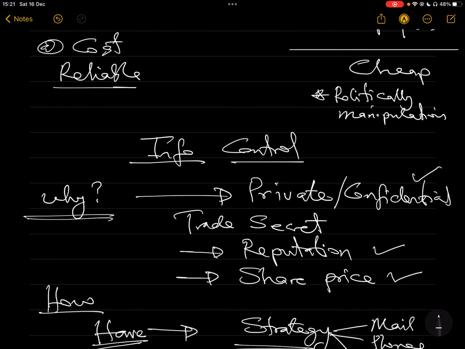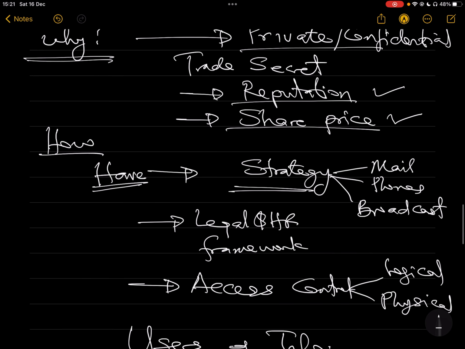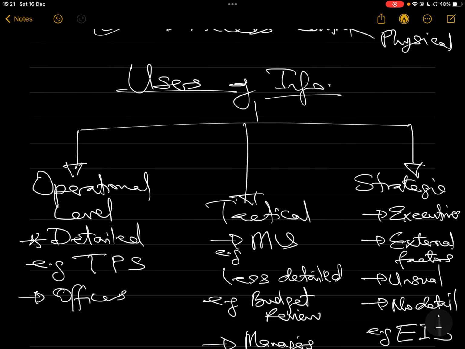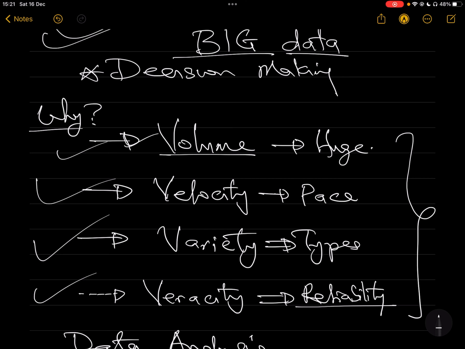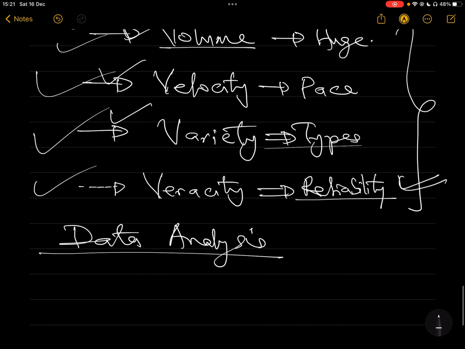We also need to control the information to be sure that confidential information is not leaked, reputation is well managed, and share price is not going in the wrong direction because of poorly managed information. And how do we do that? We need to have a strategy, a legal and HR framework, and we need to control access. Who are the users of information? They are grouped into three levels: operational users, tactical users, and strategic users. Most importantly, big data is a game changer, because with big data, you can process huge volumes of data at high speed, even different types of information, and get a reliable outcome. And that is it for section A.